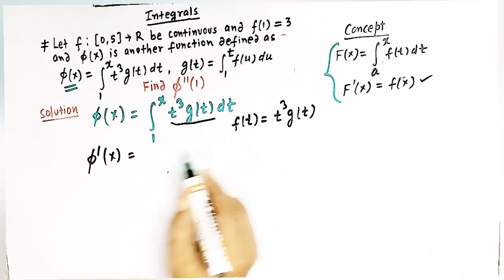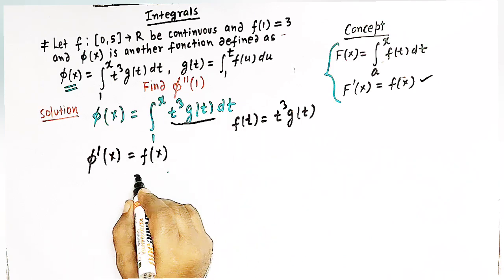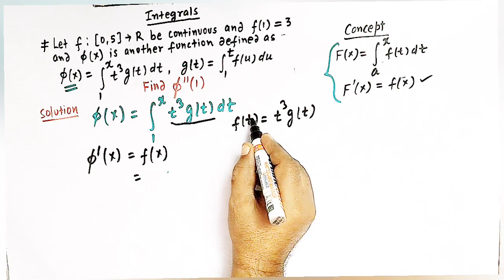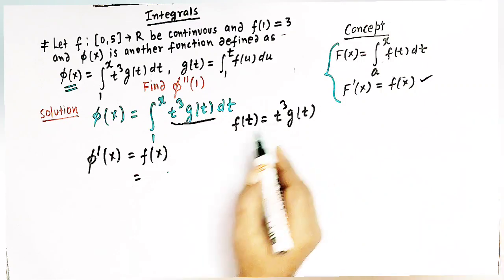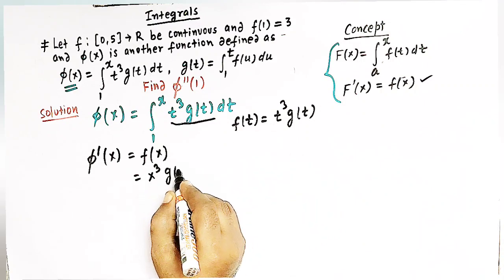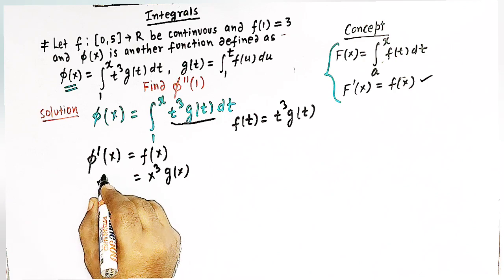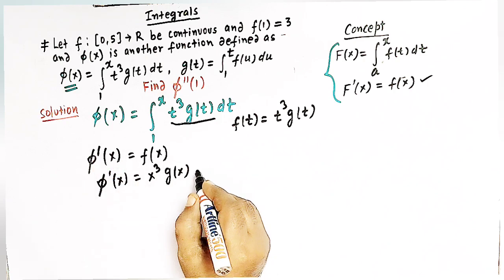And here we have f of t, so this is f of x, and f of x can now be written by replacing this t by x. So we have here x cube, and then we have g of x. So we have obtained the derivative of phi of x.